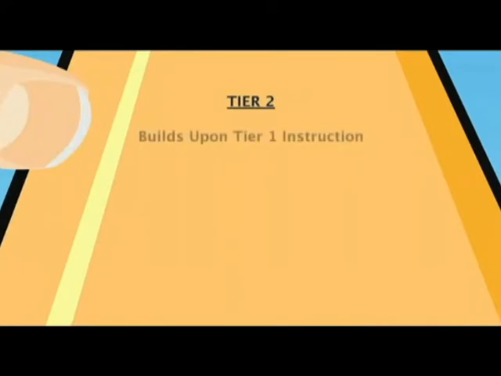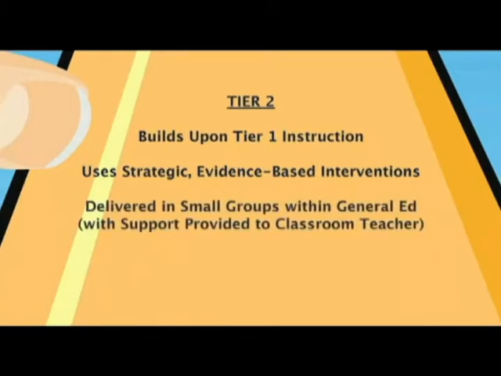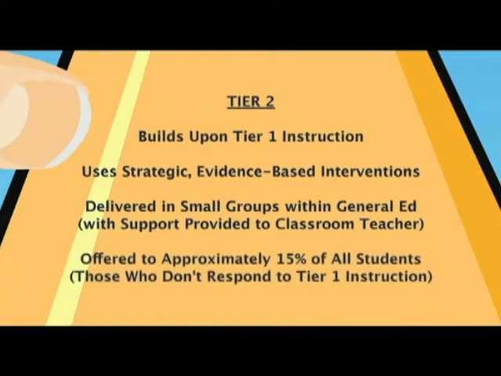For students who don't respond adequately to Tier 1 instruction, more intensive interventions come into play. Tier 2 interventions build upon the differentiated instruction provided at Tier 1 by offering students more systematic instruction and interventions strategically designed to help them catch up in areas of difficulty. These interventions are usually delivered to a small group of students within the general classroom, either by the classroom teacher or by another team member supporting the teacher who has also been trained to deliver the interventions. Tier 2 interventions will be offered to the 15% of students for whom Tier 1 instruction was not sufficiently intensive to meet their specific learning needs.